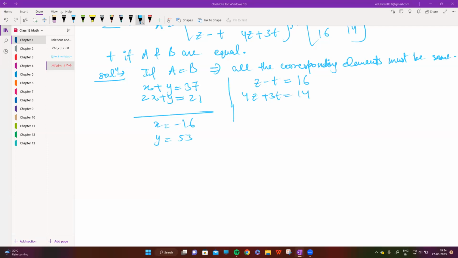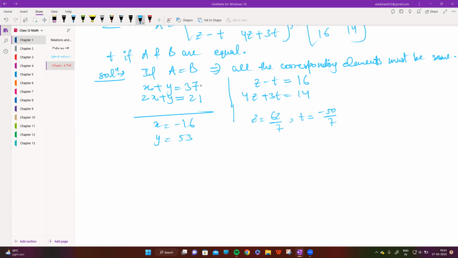Yes, so multiply this first one with 3, and just add them. So this will be 7z. This will be 48 plus 14, 62. Z will be what? 62 by 7. Right? What would be t? T would be what? Minus something negative. This would be z minus 16. 16 into 7 will be 112. So t is minus 50 by 7. These should be the answers.